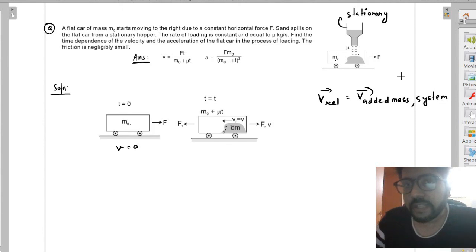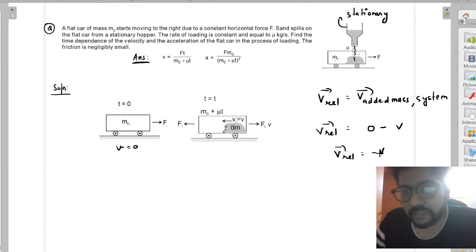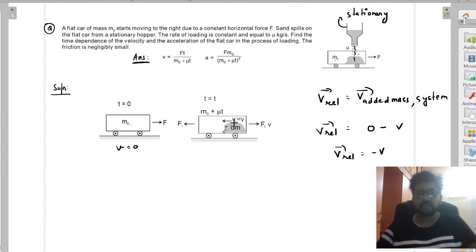Now you can see that the added mass is coming from a stationary hopper. So that means in this direction the velocity of the added mass is 0. So v relative is equal to the velocity of the added mass, which is 0, minus the velocity of the system, which is v. So v relative is equal to minus v. Minus means the negative direction. So v relative, you can see in this diagram we have drawn, is towards left, right?